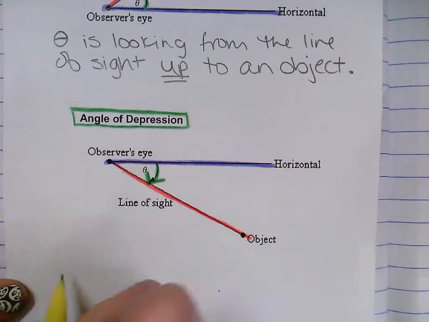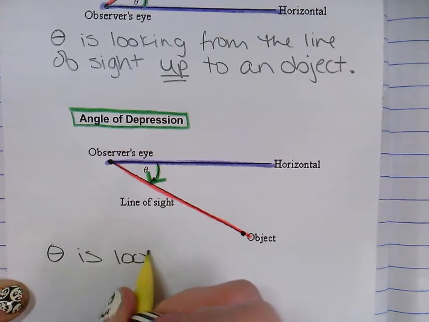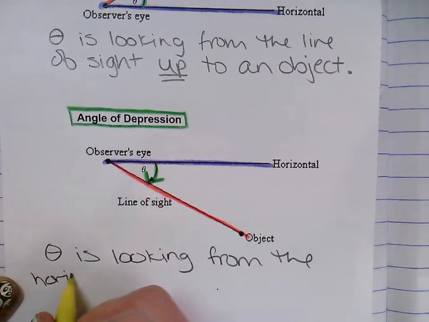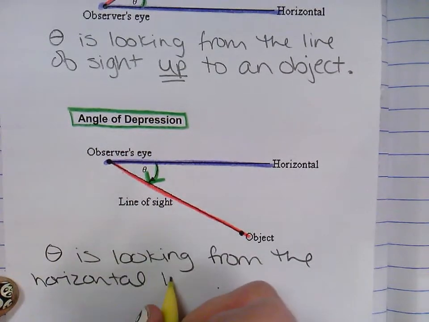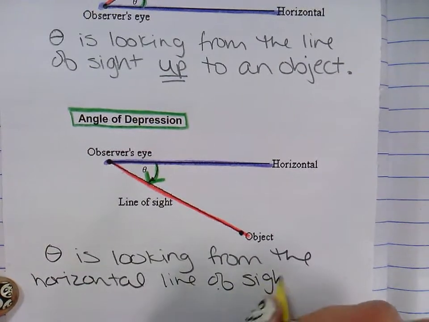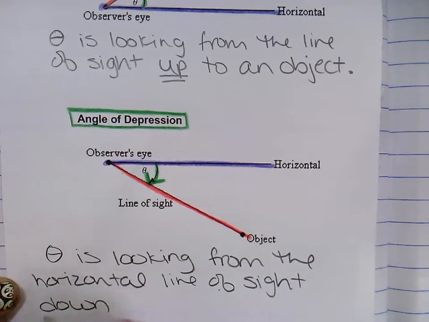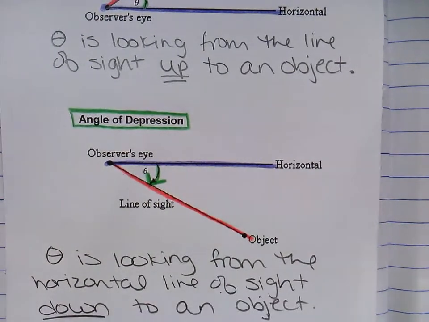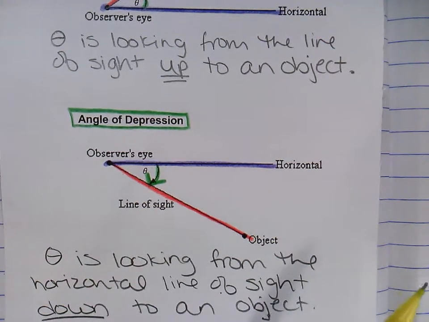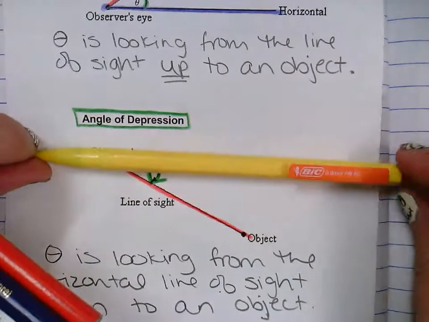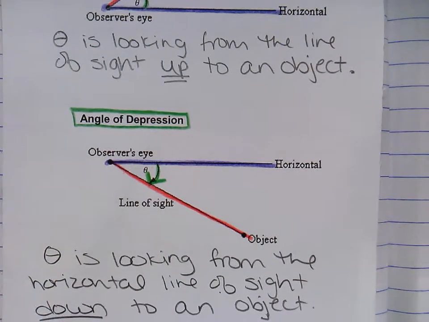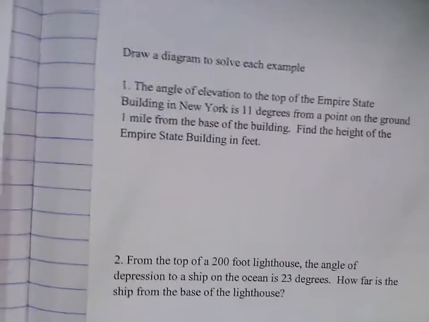So we're going to say theta is looking from the, and I'll specify this time, horizontal line of sight down to an object. All right, so angle of elevation, you're looking up to something. Angle of depression, you're looking down. And remember, we're always comparing it to our straight across, our horizontal line of sight, which is always parallel to the ground. All right, so let's look at these application problems here.